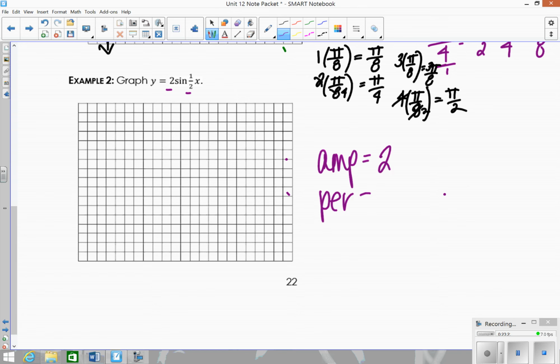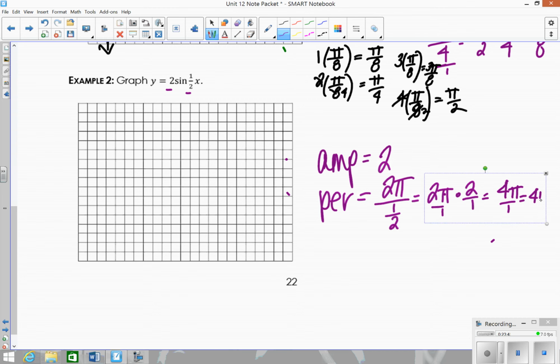The period is going to be 2 pi divided by whatever b is, or the absolute value of b. So 1/2. So when you go to simplify this, keep the top and then change the bottom. So change the sign of multiplication, flip the bottom. This ends up giving us 4 pi, 4 pi over 1, which is just 4 pi. So that's how long it takes for one cycle to occur. So one cycle is going to occur after 4 pi.